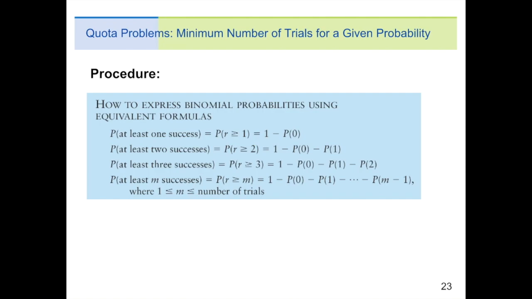So the probability of at least one success is P of r greater than or equal to 1, so 1 minus P of 0. 2 successes, 1 minus P of 0 minus P of 1. 3 successes, 1 minus P of 0 minus P of 1 minus P of 2. So the probability of at least m successes is 1 minus P of 0, minus P of 1, minus all the way on until you get 1 less than whatever m is. So you just subtract out the probabilities of failure, effectively.